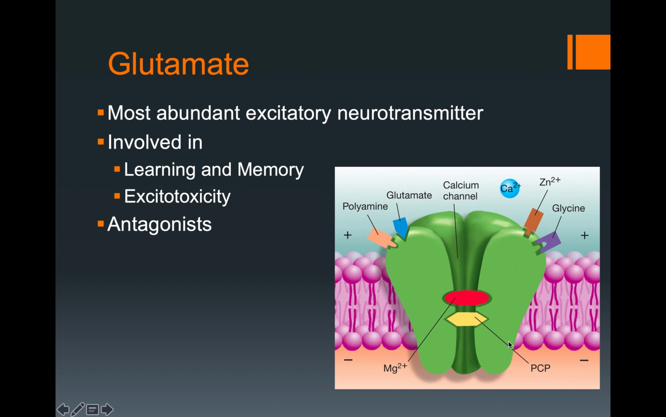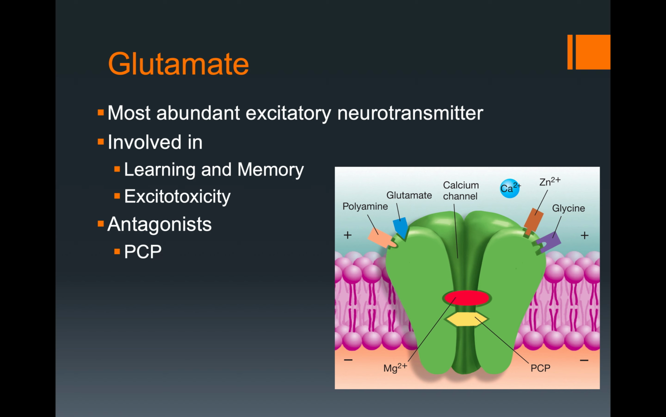There are a couple of different types of glutamate receptors. This is just showing you one type of glutamate receptor, an NMDA receptor. You have a glutamate binding site. You also have other chemicals that bind. And in this case, it controls a calcium channel. In order for this to work, there's this magnesium ion that has to be removed from the channel, which happens if the membrane is depolarized, as well as glutamate has to be bound to open this channel.